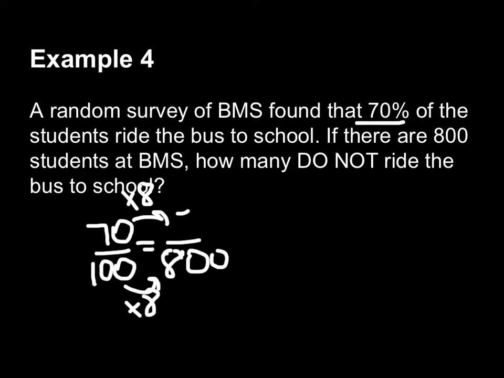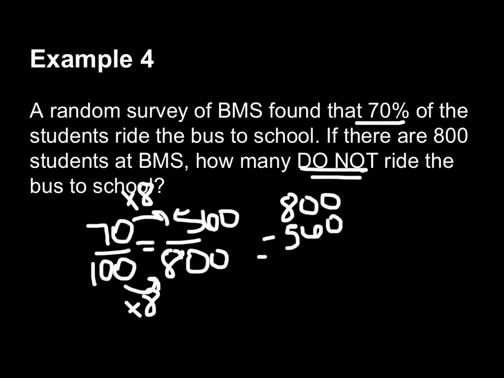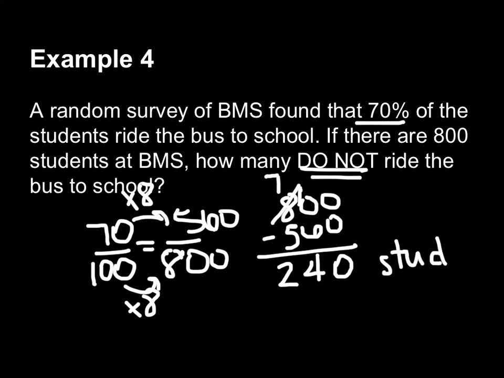and we would find that 560 students ride the bus to school, but we want to know how many do not ride the bus to school. If we do this, we're going to subtract 800 minus 560 because that's how many actually ride the bus, the rest of them do not. 800 minus 560, well, 0 minus 0 is 0. Borrowing from our hundreds place, 10 minus 6 is 4, and 7 minus 5 is 2. So 240 students do not ride the bus to school.